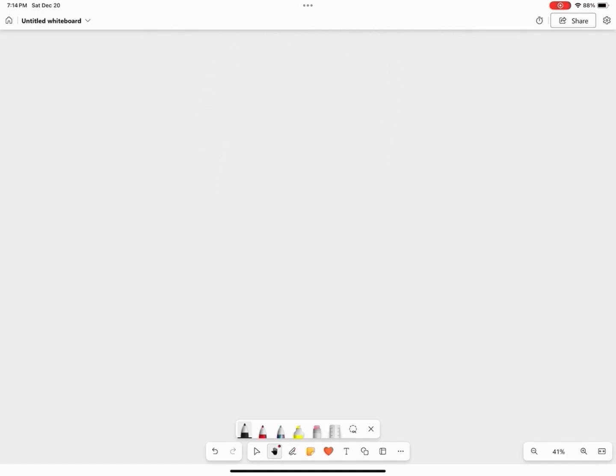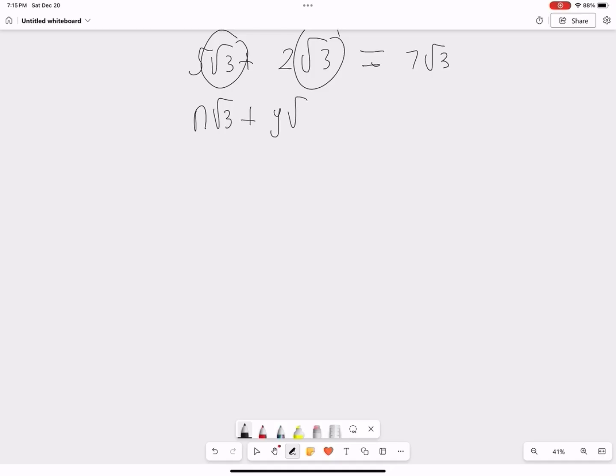So let's go through some examples. 5 times the square root of 3 plus 2 times the square root of 3. We apply that identity, so this becomes 7 times the square root of 3. Because remember, the identity was n times the square root of 3 plus y times the square root of 3 is equal to n plus y times the square root of 3.